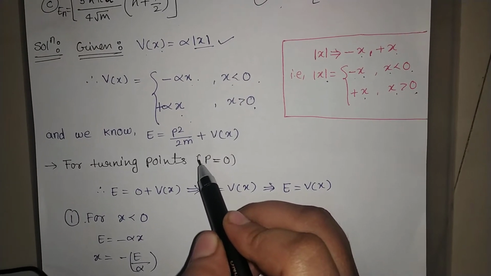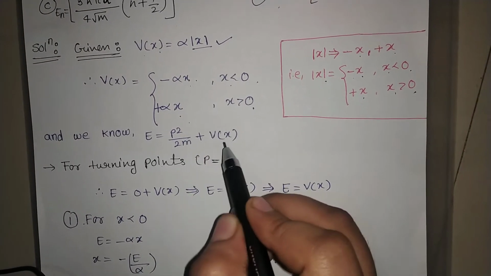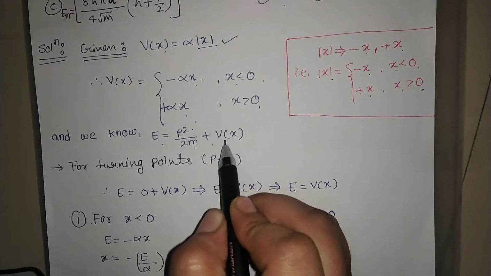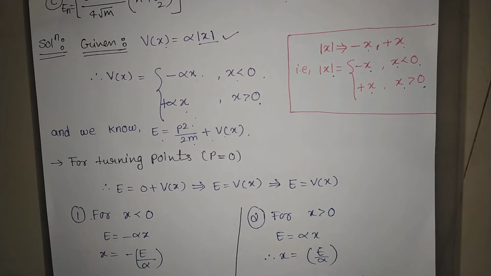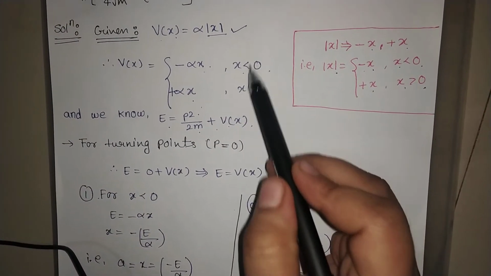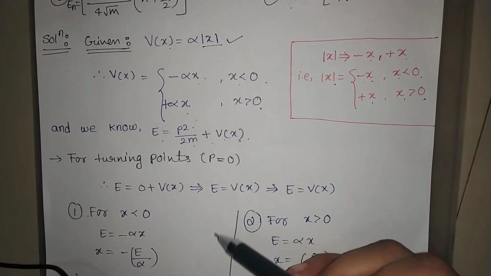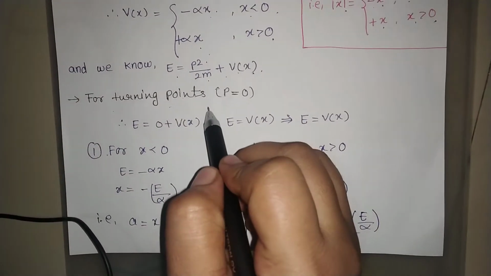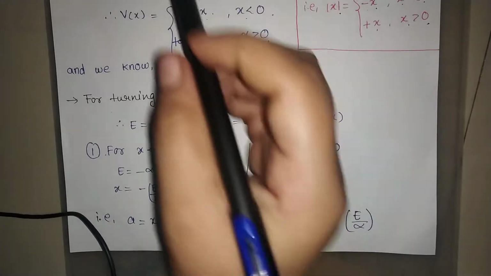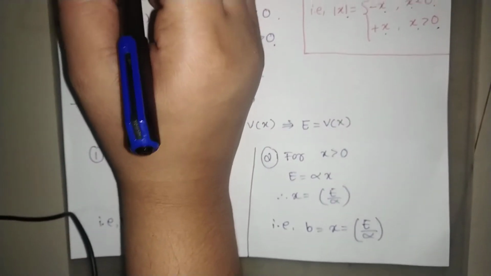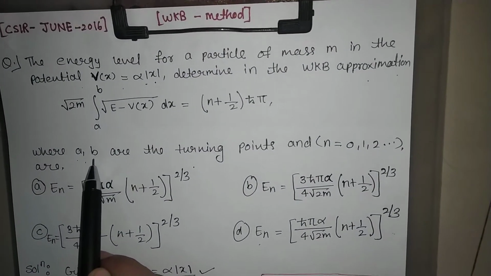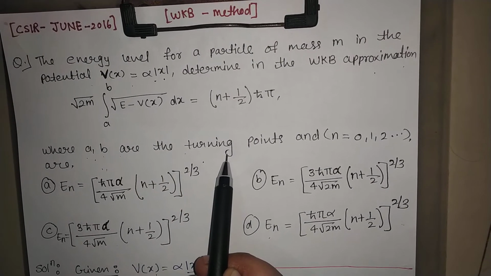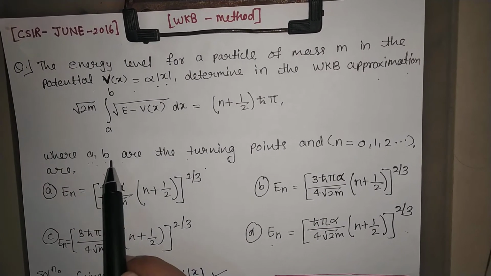Now for this potential, we will write the total energy of this system. We know that total energy is kinetic energy plus potential energy, that is E equals P square upon 2m plus V of x. Clear? I hope you have understood up to this. Now we will move further. Next we have to find the turning points. In the question, A and B are the two turning points which are given. That means we have to find the values of A and B.